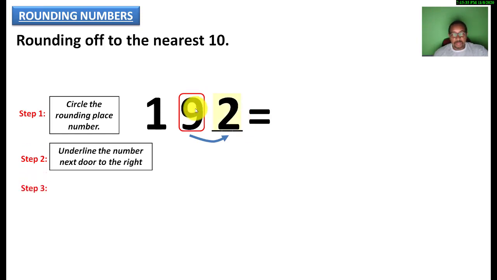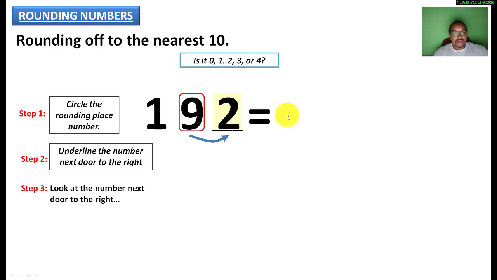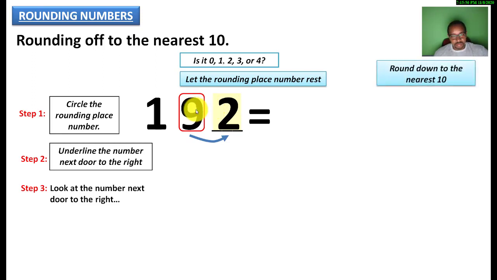Look at it. Remember, is it a 0, 1, 2, 3, or 4? If it is, we let the rounding place number rest, stay as it is. There you go. So this is not going to change. It's going to round down to the nearest 10.